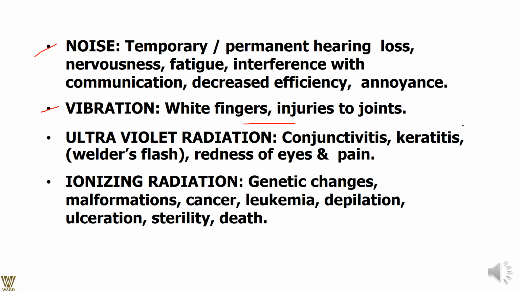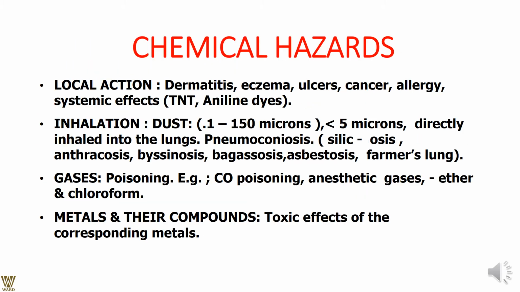Ultraviolet radiation causes conjunctivitis, keratitis, redness of eyes and pain. This is what happens with ultraviolet radiation when people have been exposed to it. So we need to understand that. Then comes the ionizing radiation, which causes genetic changes, malformation, cancer, leukemia, depilation, ulceration, sterility, and death. This is what we are interested in.